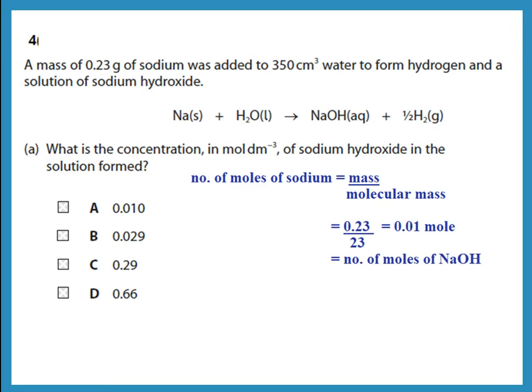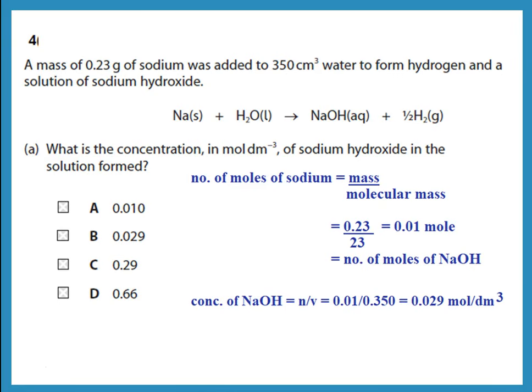I will use that to get the number of moles of sodium. Now, which equation do we use? Number of moles is mass over molecular mass, because he gives me the mass of sodium. So 0.23 over the atomic mass of sodium, which is 23. That means I have 0.01 mole of sodium. Now I look at the equation. What is the relationship between Na and NaOH? 1 mole of sodium gives 1 mole of sodium hydroxide, so the number of moles of sodium is the same as the number of moles of sodium hydroxide.